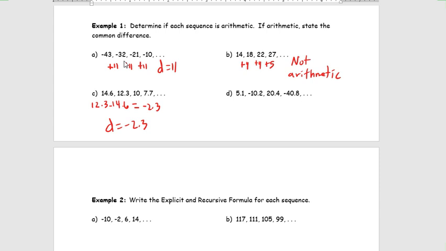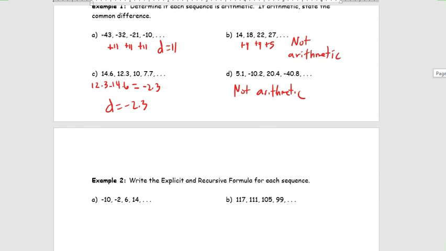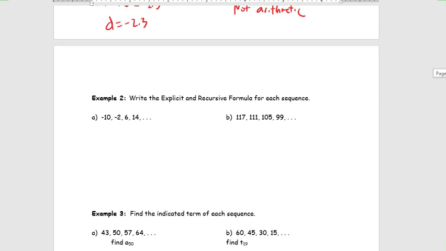Now, on example D, I can really tell if I'm flipping back between positive and negative, negative and positive, positive and negative, that this sequence is not going to be arithmetic. We could find these differences and would see that they are clearly different. Okay, so that's how you determine if a sequence is arithmetic or not. Look for that common difference.